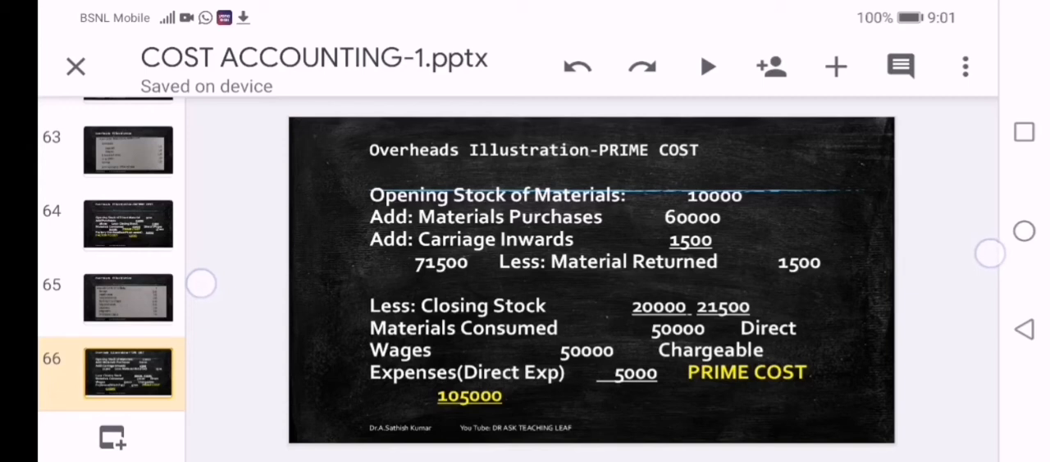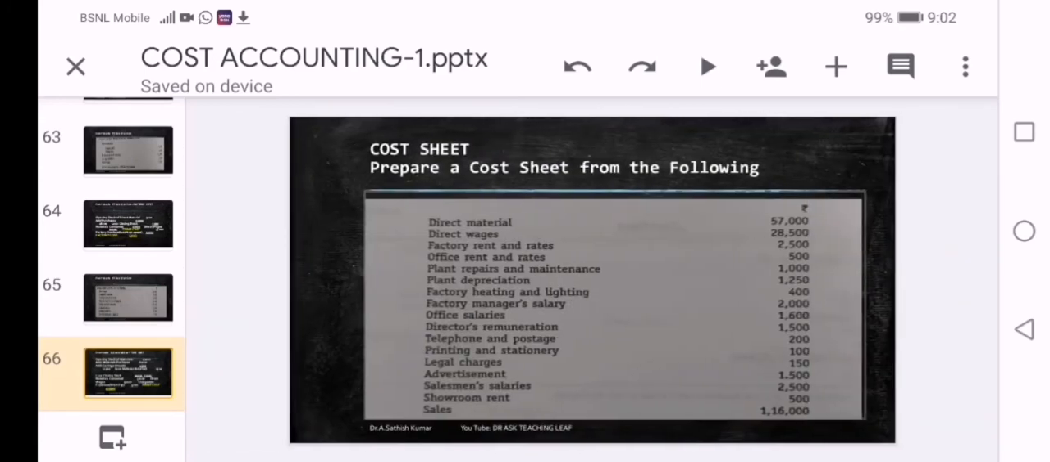Similarly, chargeable expenses means direct expenses. Direct expenses are only 5,000. So 50,000 materials consumed, direct wages 50,000, chargeable expenses 5,000, total is equal to 1,05,000. This itself is prime cost. Prime cost components are three: material, labor and direct expenses. Means all the direct items, direct material, direct labor and direct expenses. These three added and we are getting 1,05,000. This is also important for the short answer question in the examination.